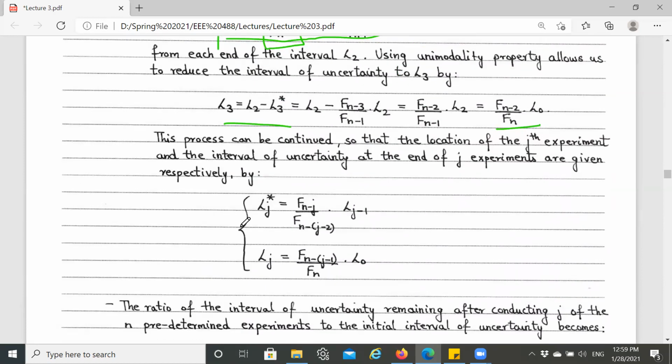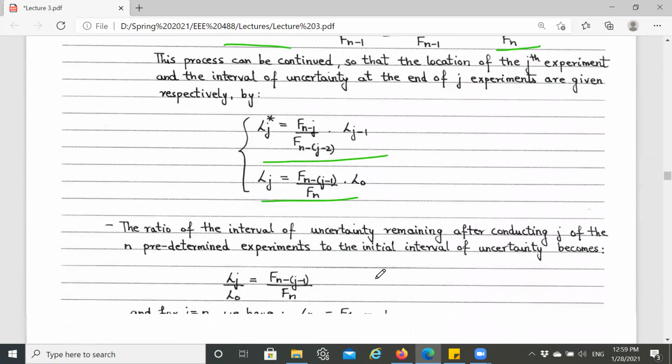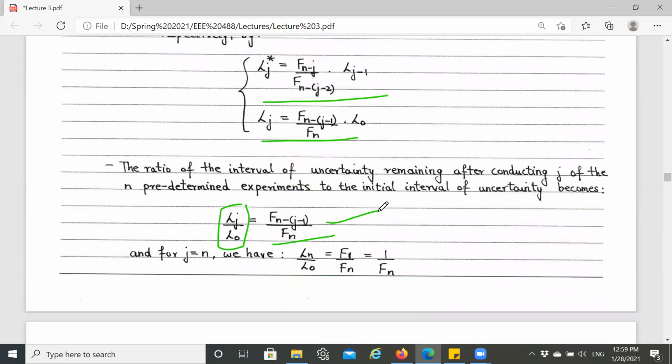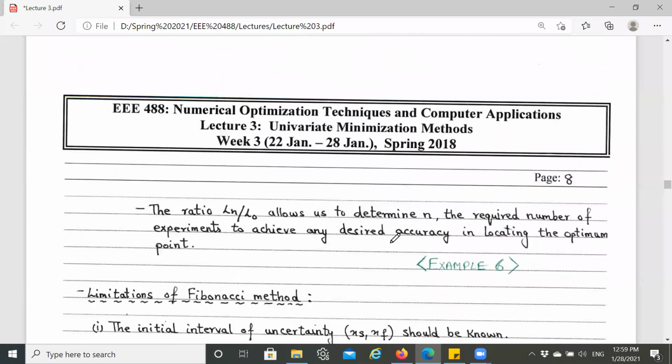So if you generalize this for the jth experiment in your Fibonacci method, you would see that L star j would be this, and Lj would be something like this. And if you take the ratio of Lj to L naught for any j value, you would get this ratio. And this ratio is very important because the ratio of Ln to L naught is f of 1 to f of n, which is 1 divided by Fn.